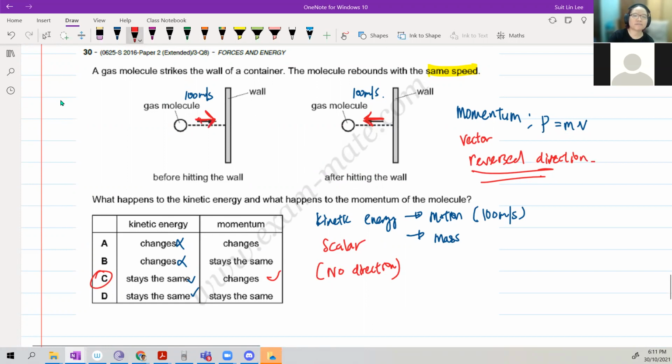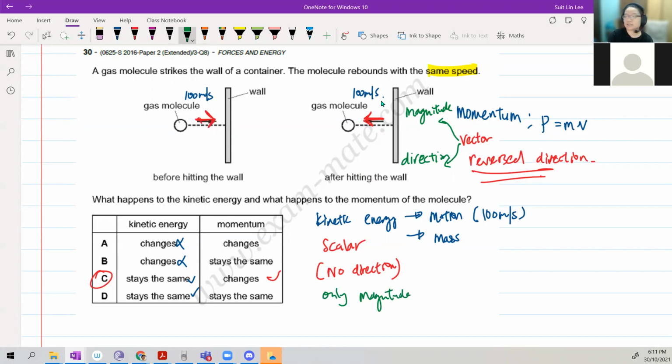Because whenever you see a vector, two things can change. Either its magnitude, meaning the size, changes, so maybe from 100 to 80 or 100 to 120. Or it can be a direction change, because a vector has both magnitude and direction. But a scalar quantity doesn't have direction, only magnitude. So the magnitude stays the same because the speed is the same.